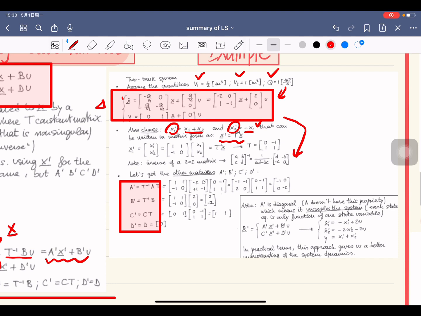A prime is diagonal. A doesn't have this property, which means it uncouples the system. Each state equation is only a function of one state variable. In practical terms, this approach gives us a better understanding of the system dynamics.